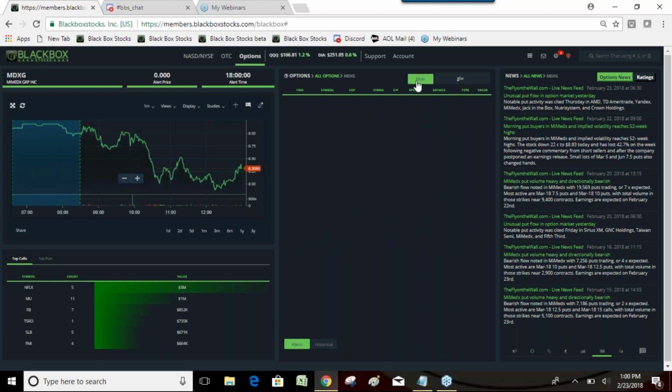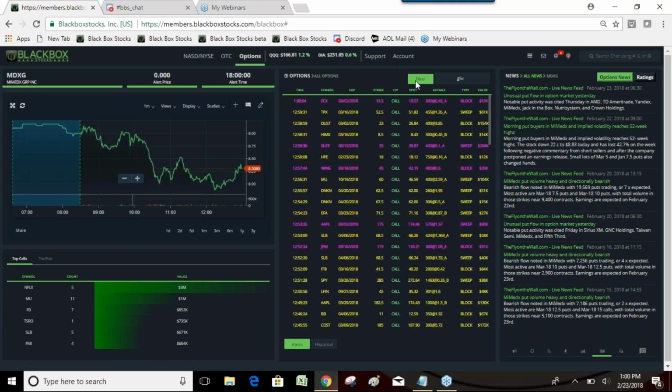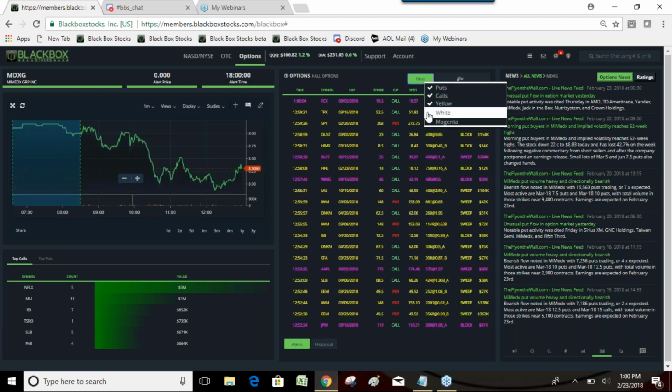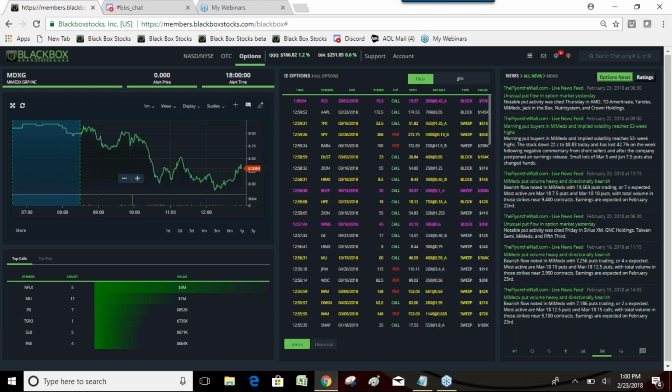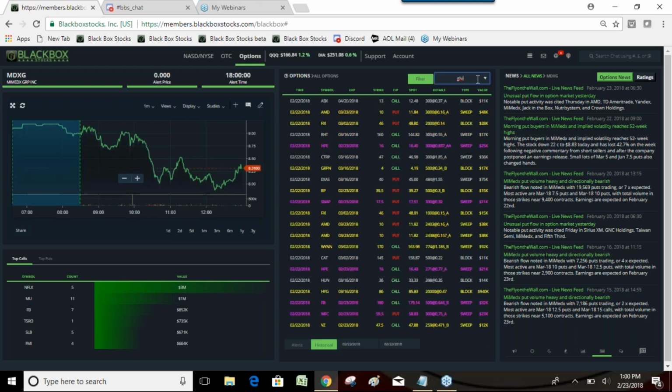Again, I run mine with everything. I like to see the puts. I like to see all flow. That's just how I trade. Not everybody's that way. And we just added this filter last night. We also just added historical, so we can go back and look at LRCX. We'll show you an example of some really, really good flow.